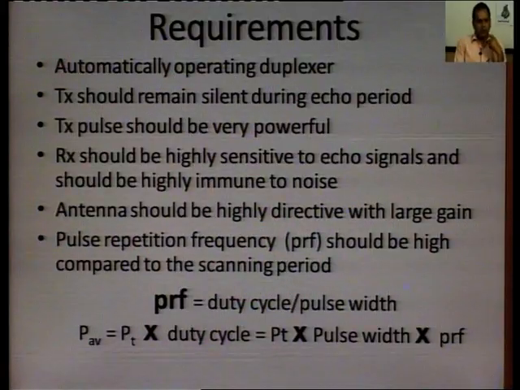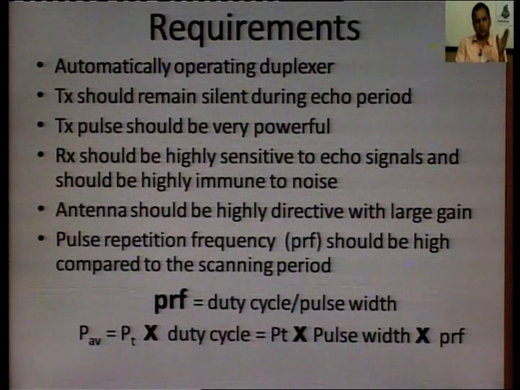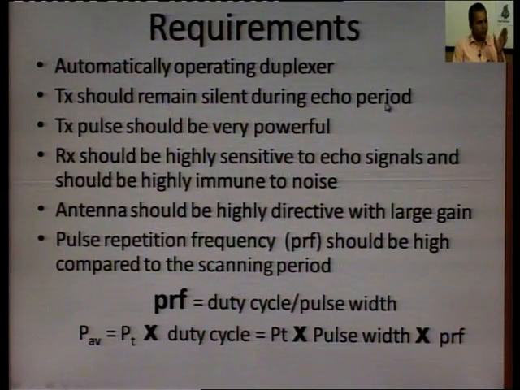Requirements of a radar system: automatically operating duplexer, and the transmitter should remain silent during the echo period. So, this is what I have explained earlier. Automatically operating duplexer means the duplexer connects the transmitter with the antenna once, and then, as the second point makes clear, the transmitter should remain silent during the echo period. This means the duplexer is automatic. Once the signal is transmitted, the transmitter goes silent, because now the duplexer connects the antenna to the receiver section.